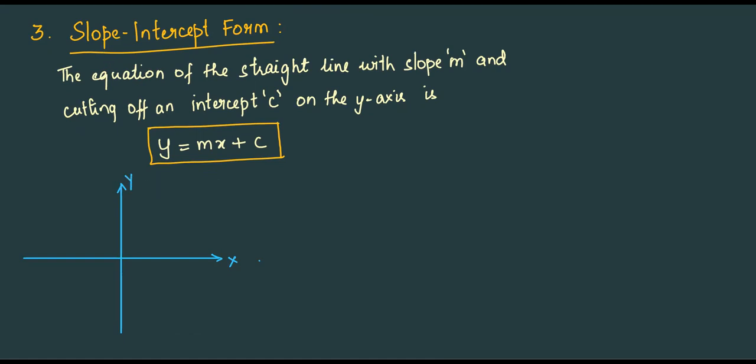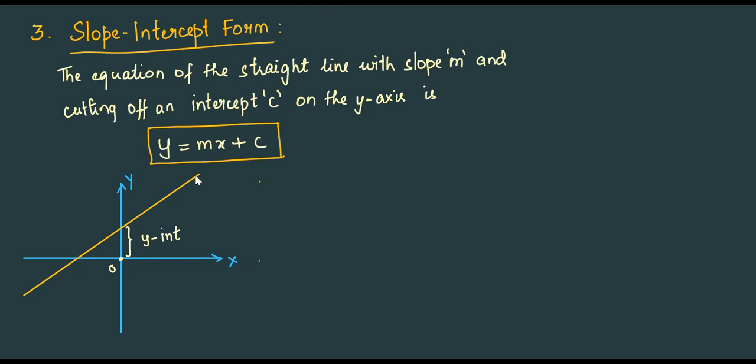So this is the axis and this is the equation of the line. Now this has slope of m, and intercept means the positive or the negative distance of this, which is the y-intercept.